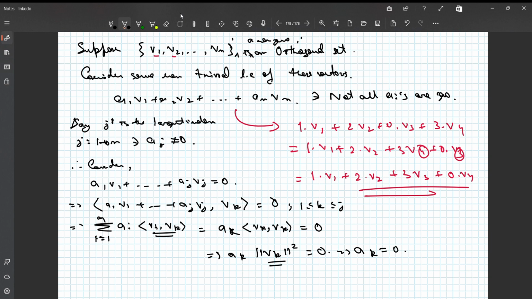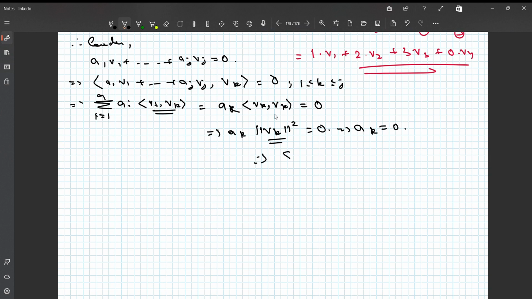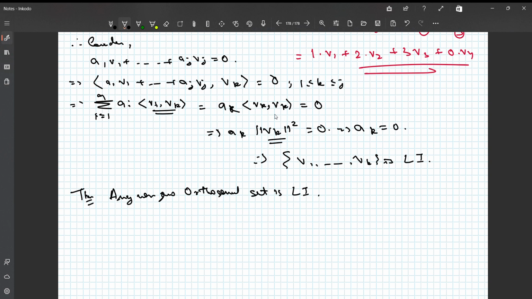Since k was an arbitrarily chosen index, every coefficient a1 to aj must be 0, which precisely means that every coefficient here is 0. That means the collection v1 till vk is linearly independent, which immediately gives us the theorem that any non-zero orthogonal set is linearly independent, right?